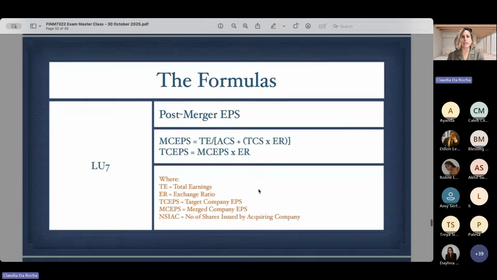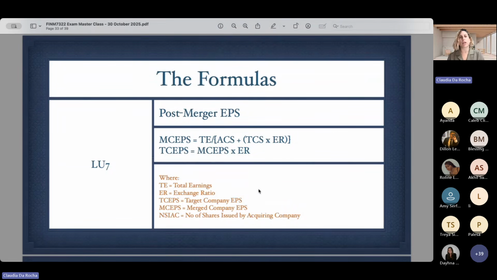Right, then we need to understand the post-merger EPS. Post-merger EPS, we calculate for both the acquiring company and the target company. When I have MC here, when I say merged company, I'm actually talking about the acquiring company, because once the acquiring company has merged with the target company, they are now a merged company. So this post-merger EPS is for the new company that's been formed, right?